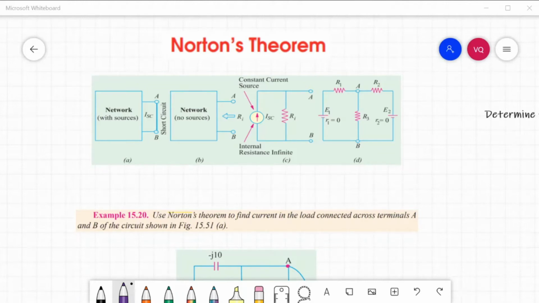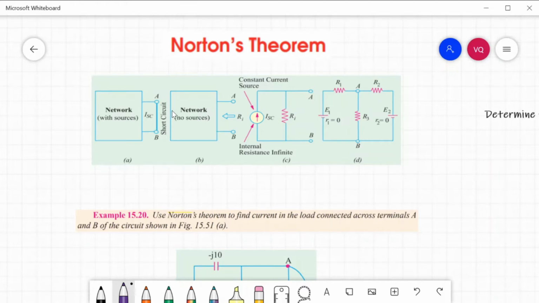Our last topic in network laws and theorems is Norton's Theorem. This theorem is an alternative to Thevenin's Theorem. In fact, it is the dual of Thevenin's Theorem, whereas Thevenin's Theorem reduces a two-terminal active network of linear resistances and generators to an equivalent constant voltage source and series resistance, Norton's theorem replaces the network by an equivalent constant current source and a parallel resistance.